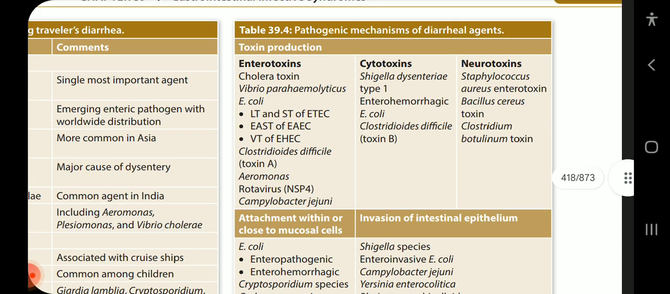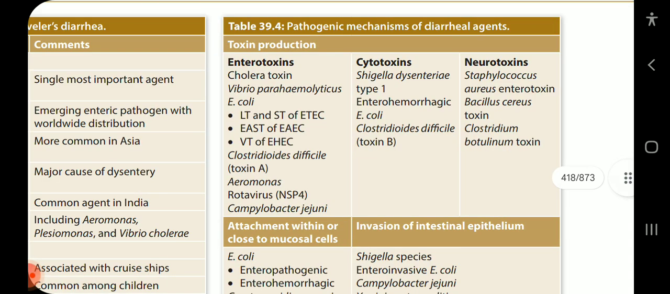Now the pathogenic mechanisms of diarrheal agents. Toxin production, enterotoxin: cholera toxin, Vibrio parahaemolyticus, E. coli LT and ST of ETEC, EAST of EAEC, VT of EHEC, Clostridioides difficile toxin A, Aeromonas, rotavirus NSP4, and Campylobacter jejuni. Cytotoxins secreted by Shigella dysenteriae type 1, enterohemorrhagic E. coli, Clostridioides difficile toxin B. Neurotoxin: Staphylococcus aureus enterotoxin, Bacillus cereus toxin, Clostridium botulinum toxin.